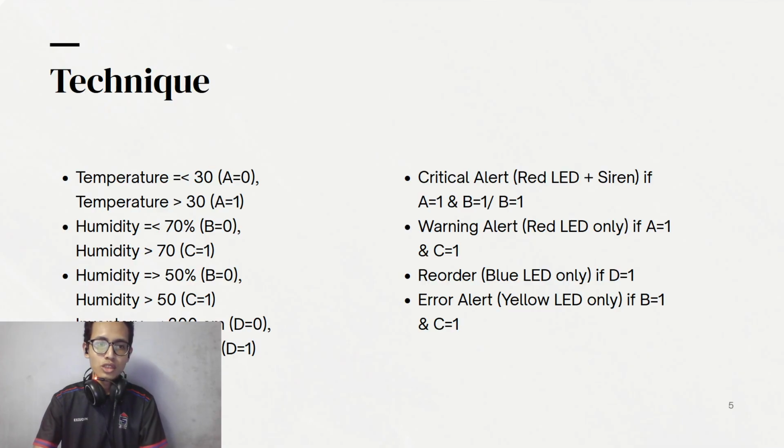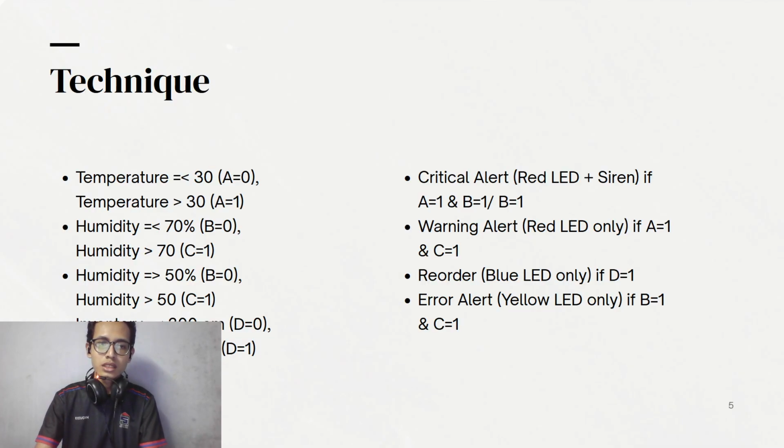Next is humidity. There are 2 humidity inputs. If it's less than 70%, then B equals 0. And if the humidity is more than 70%, then B equals 1. And it's the same for humidity: when humidity is more than 50%, then C equals 0, and when humidity is less than 50%, then C equals 1.